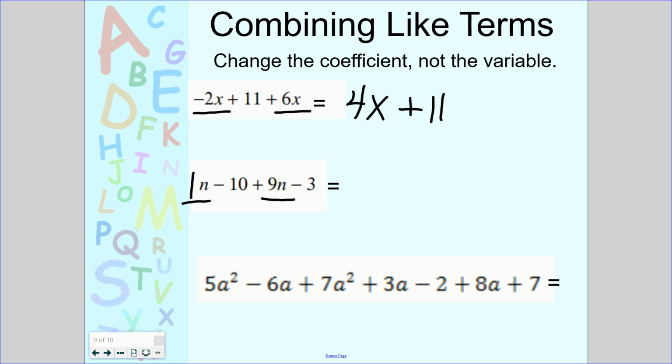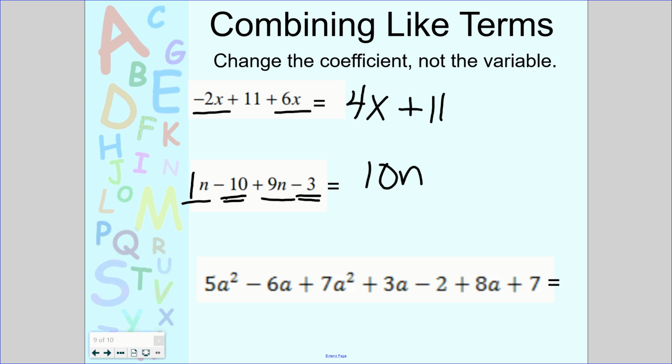Other like terms? I have a negative 10. Now be careful with these. Remember, subtraction is a way of writing a negative. And negative 3. Okay, so if I have 1n and 9n, how many n's do I have? 10n. Remember, that variable doesn't change.